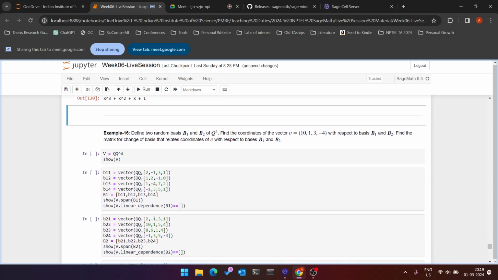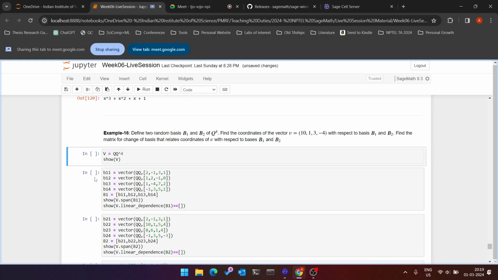Next problem that we have is we have been asked now to define two random bases b1 and b2 for Q raised to 4, and we want to find coordinates of a given vector with respect to both the bases. And then we also wish to calculate the matrix for change of basis that relates coordinates of V with respect to bases B1 and B2. So V is Q raised to 4.